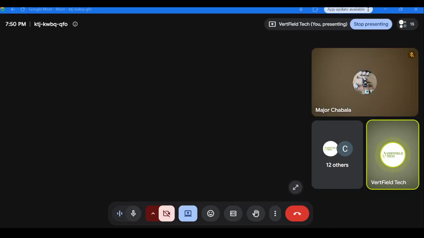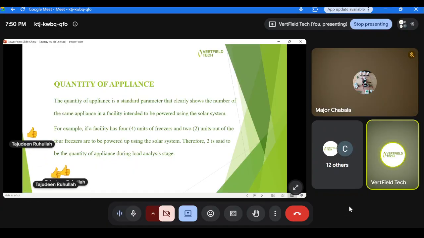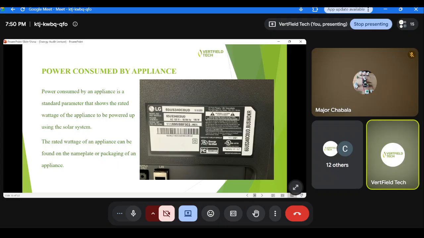So let's take them one after the other. The quantity of appliance typically informs you of how many of the same appliance the client intends to power up using the solar system. So let's say he has two TVs and he wants to power up those two TVs using the solar system. Definitely the quantity of TV is going to be 2 at that point in time. The power consumed by an appliance typically tells you the rated wattage of each and every appliance.